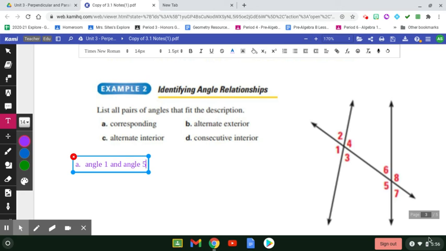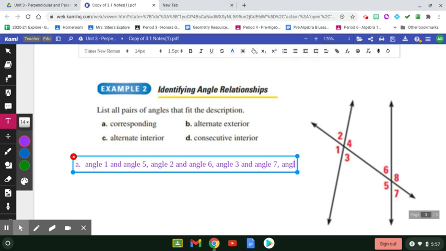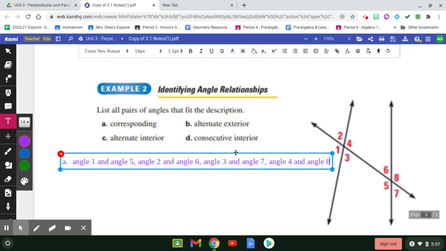Because if I take a look at the drawing, if I tilt my head, those are both in the upper left-hand portion. Another pair would be angle 2 pairs up with angle 6, because those are both in the upper right-hand position. Another pair would be angle 3 and angle 7. And then finally, angle 4 and angle 8. Because again, those are all in the corresponding positions with one another.